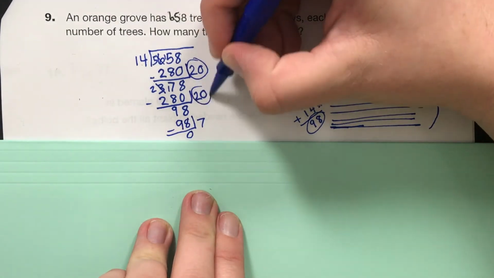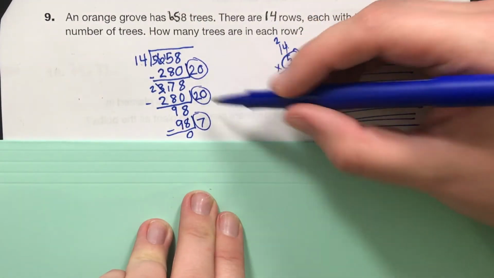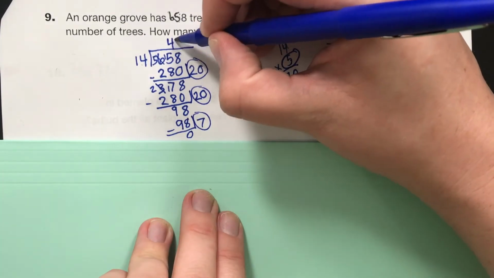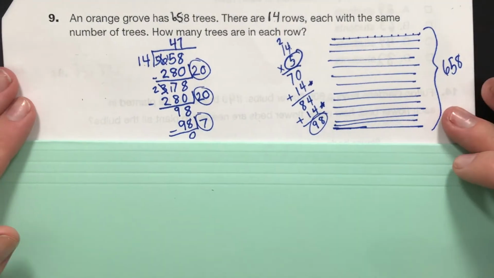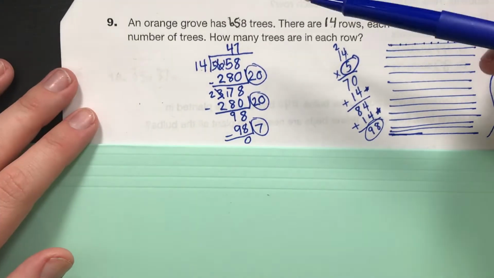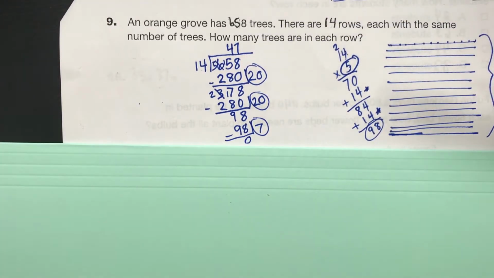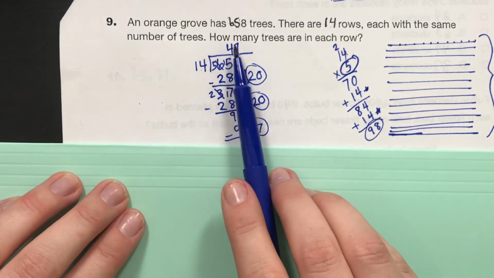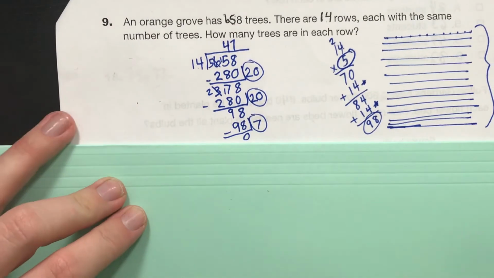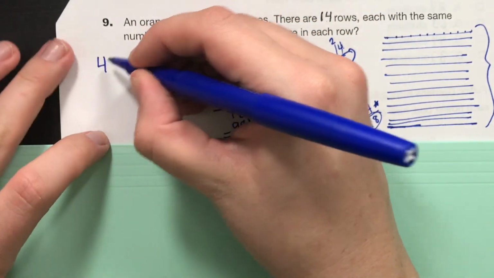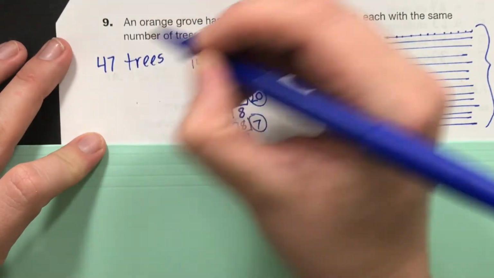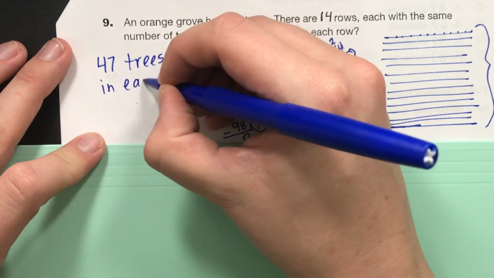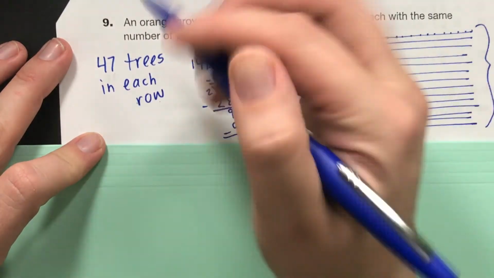So now I need to circle my outside numbers. 20 plus 20 is 40, plus 7 is 47. So this would not be a good enough answer for a word problem. We would have to actually label it. All right. And in this case, I'm just going to look back at my question to see what I should label it. The question's asking us how many trees are in each row. So I'm going to take my answer of 47, and I'm going to label it 47 trees in each row. And that's my answer.